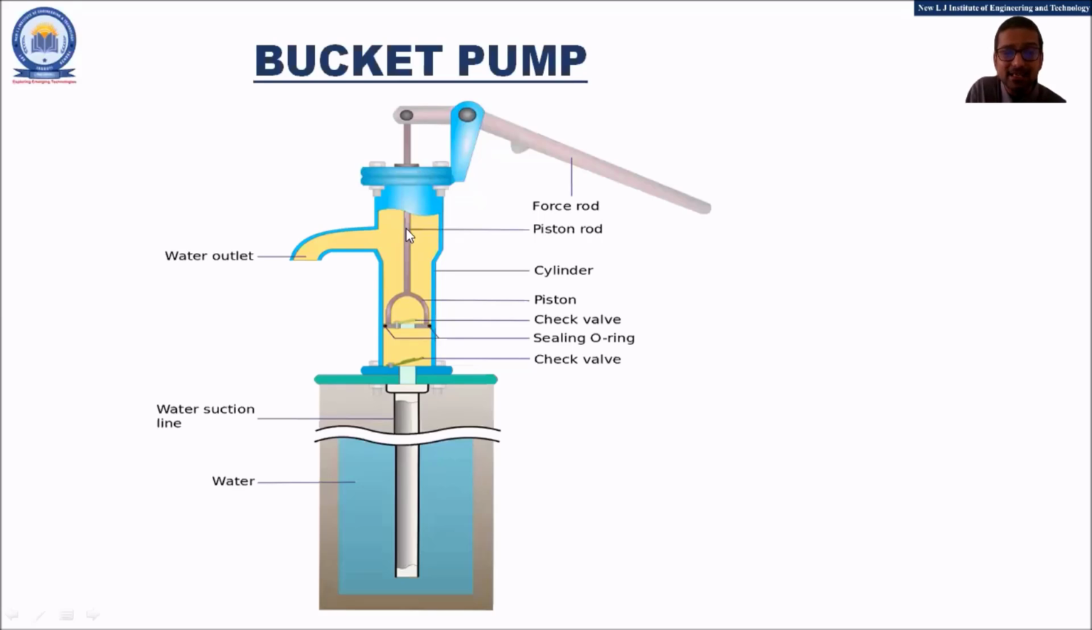And the piston has reached its minimum position. Once the water has been lifted up, the bucket valve will be automatically closed. So the water which is filled on the top side of the piston cannot move back to the suction side.